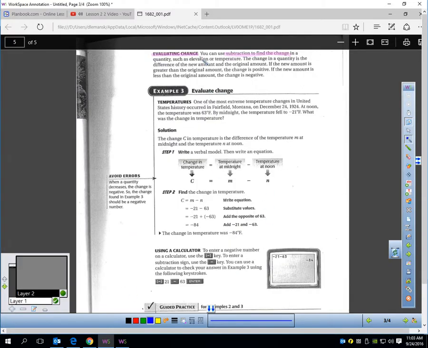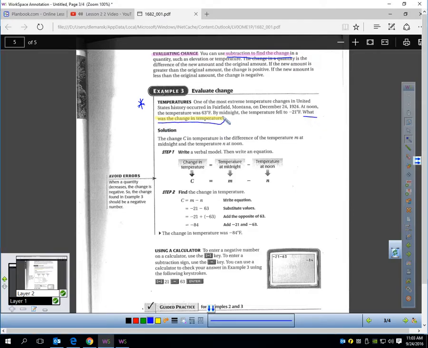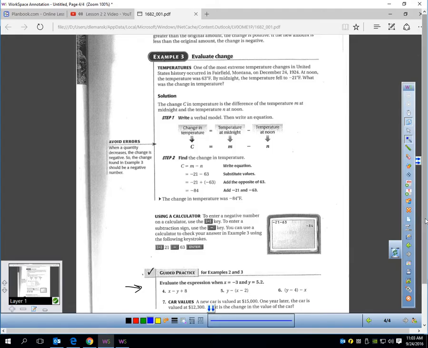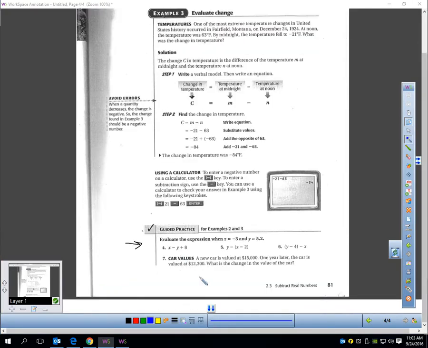One last thing here. Evaluating change. It's important you understand, when you read the word change in a problem, that's a subtraction. Change is asking for you to subtract. And you'll notice in the homework, they will have story problems and word problems, and here's a sample one. What was the change in temperature? So you can see in the work here, they end up doing a subtraction because that's what change is asking for. Change is a subtraction. Let's just do a few practice problems here, and then we'll let you get going on the homework.